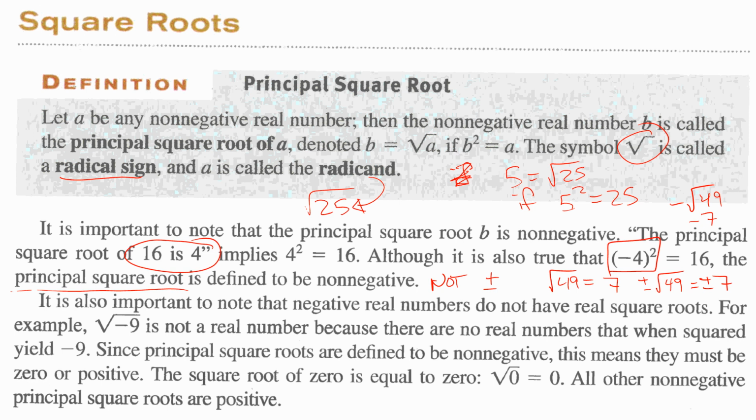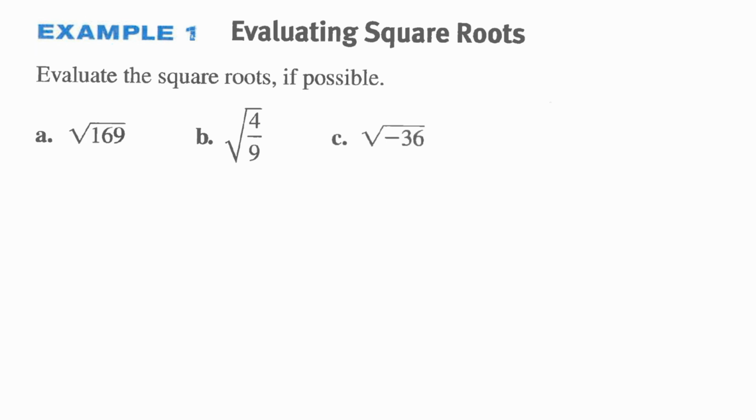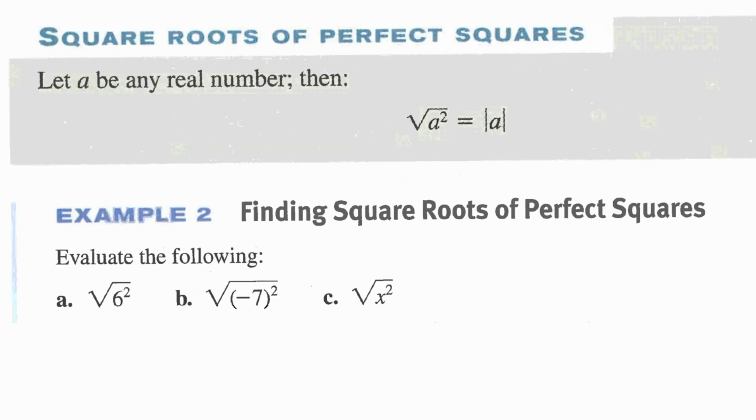Okay. All right, and then for real numbers, you have to square root a positive, right? Because the square root of negative 9 does not work. Cube root would work, but not square root. All right, so evaluate the square roots if possible. 13 squared is 169, so the square root of 169 is 13. Fractions work just the same way. What's the square root of 4? 2. The square root of 9 is 3. And here we have the square root of negative 36, and on this one, we would say no real solution. Can't be done.